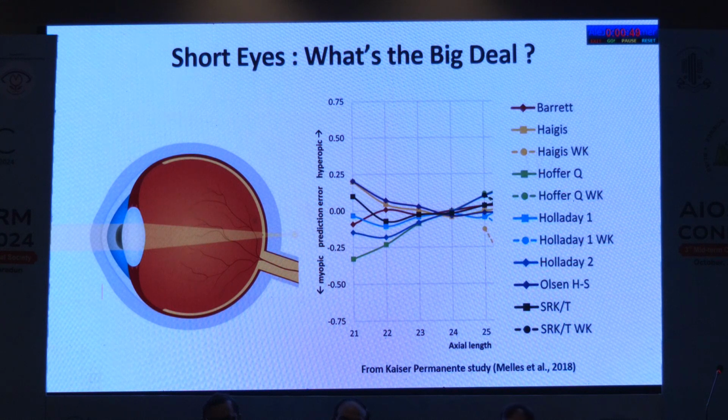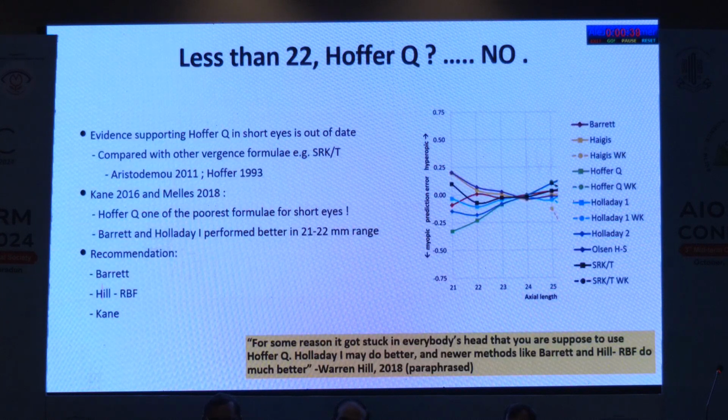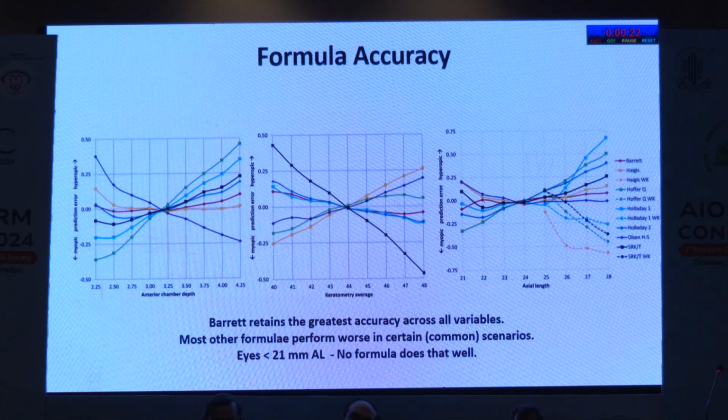For shorter eyes, what is the problem? Even a minor error in the prediction of ELP causes a major change in the IOL power. So shorter eyes is a major problem with calculation of IOL. So which is the IOL formula which has performed better in various studies? As I already mentioned, Hoffer Q is one of the poorest formulas to be used for short eyes. Always use Barrett 2, otherwise we can use Hill RBF and Kane formulas. They tend to perform better.